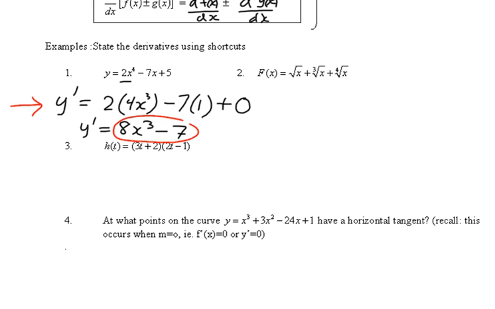I'll give you some advice, though, for number 2. Look what I'm doing. If they give you a function in radical form, do yourself a favor. Change it to exponent form to begin with. Our power rule is set up for exponents, not radicals. So if you write it like this, then you should be able to do the derivative fairly easily. Can you do that derivative for me now?